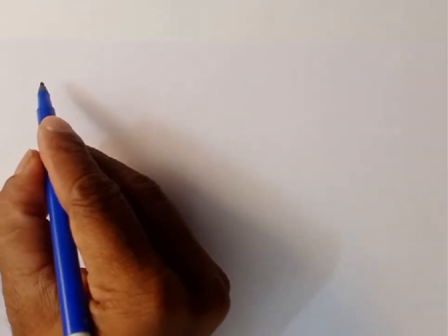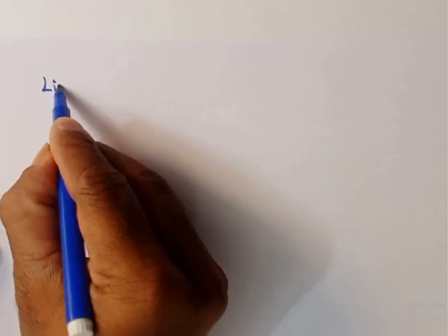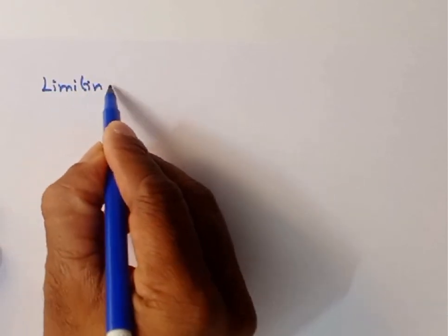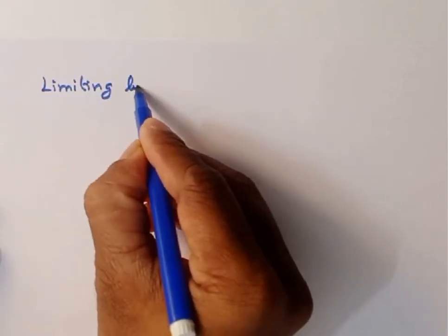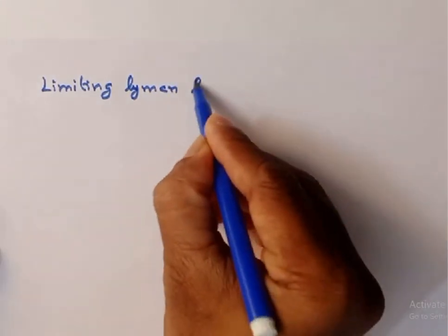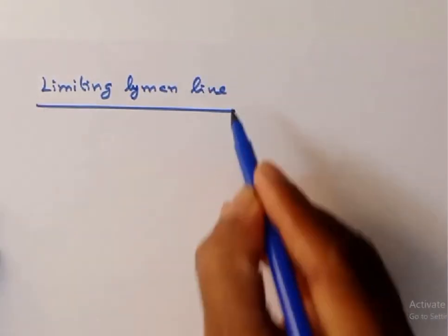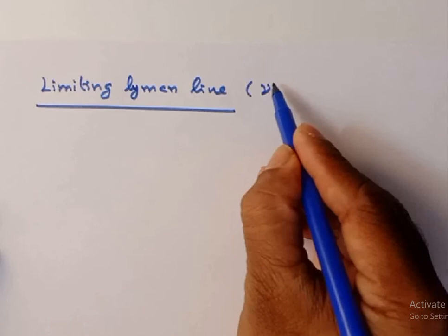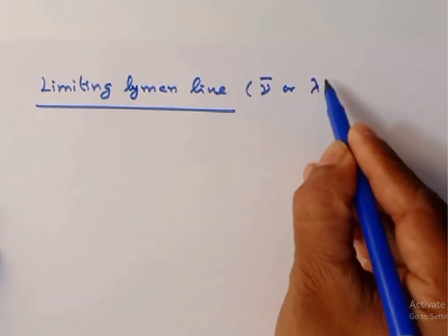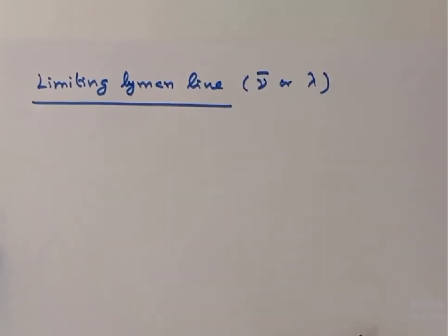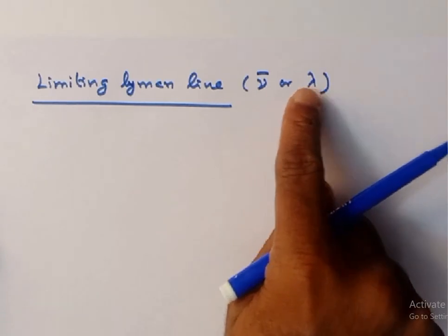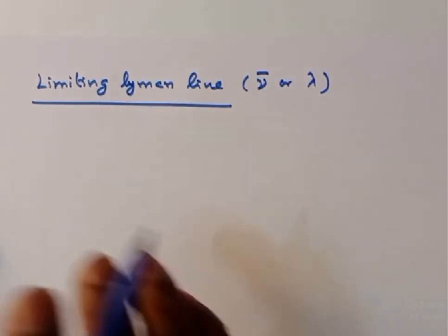This is the method to find the wave numbers of those lines. Let me take the next one: the limiting Lyman line. How to calculate the wave number or wavelength of the limiting Lyman line? What is the limiting Lyman line?